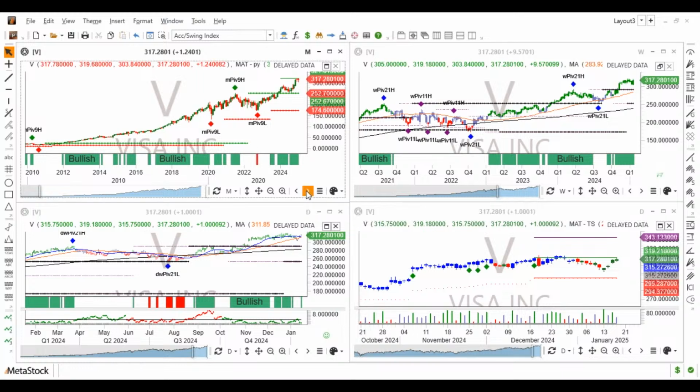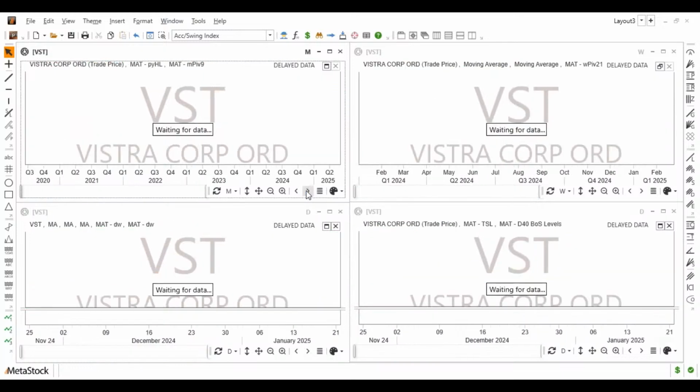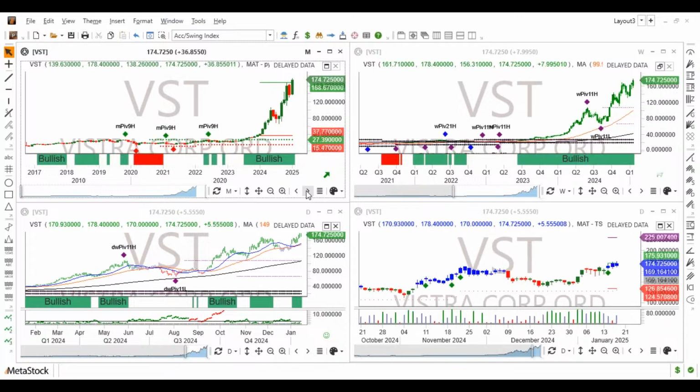Okay, let's look at another stock, Vistra Corporation. Now, Vistra Corporation is one of those stocks that's already printing new all-time highs in 2025. It's actually leading the way.